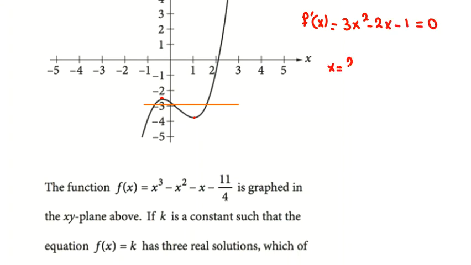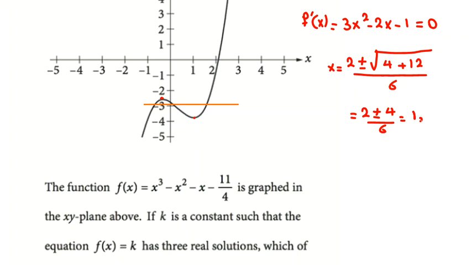And by quadratic equation, it will be 2 plus minus square root of 4 minus 4ac, which is 12, over 2 times 3, 6. So it will be 2 plus minus square root of 4 plus 12, 16. Square root of that is 4, over 6. So it will be 6 over 6, which is 1. And negative 2 over 6, negative 1/3. X coordinates of these 2 points we found. Negative 1/3 is for this one, and 1 is for this one.